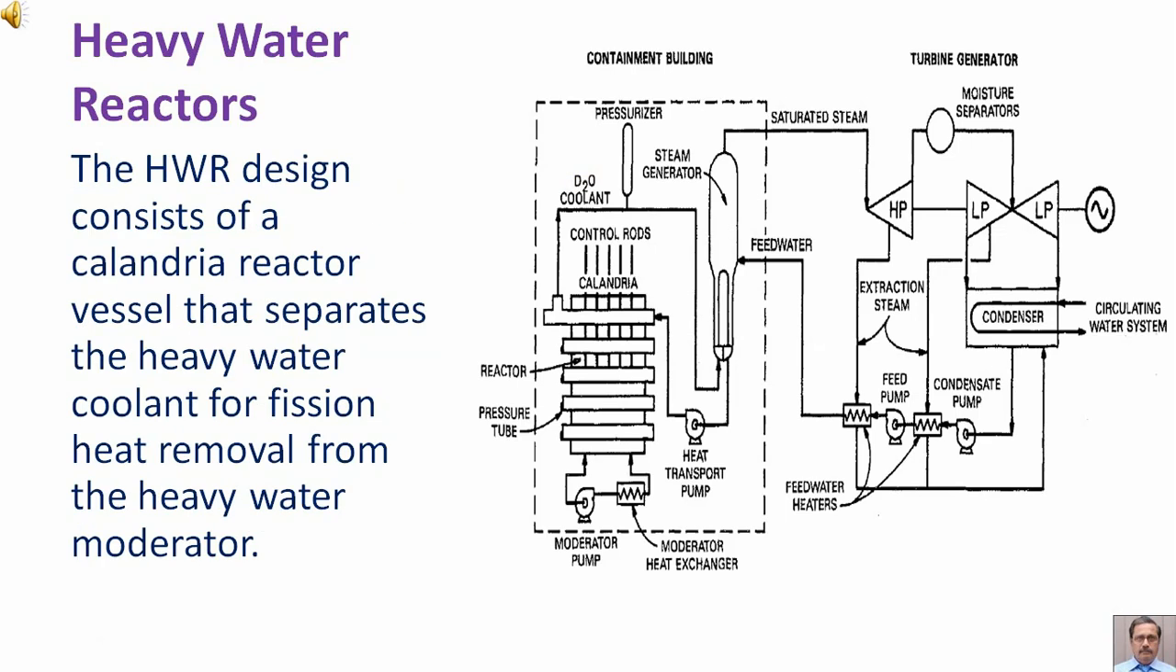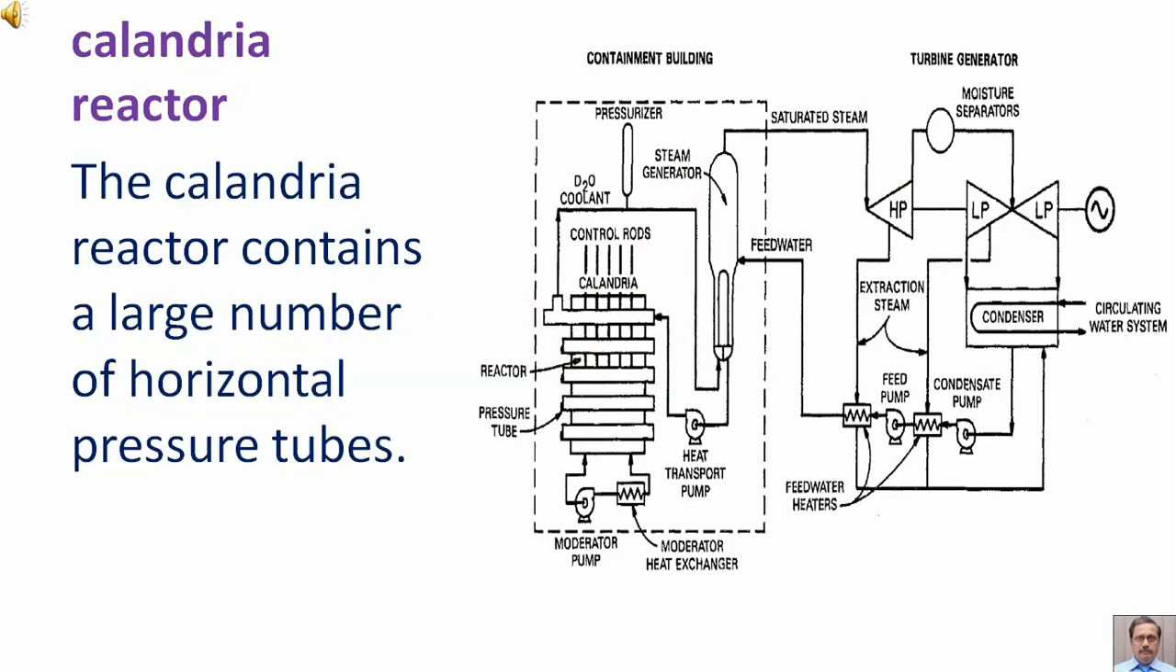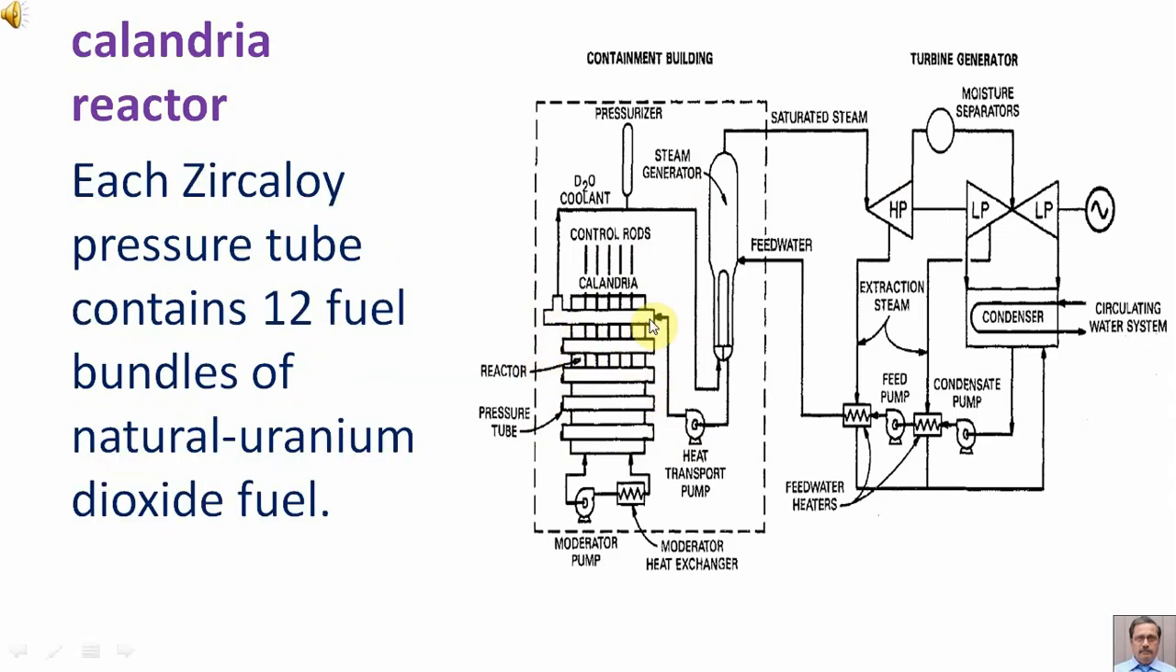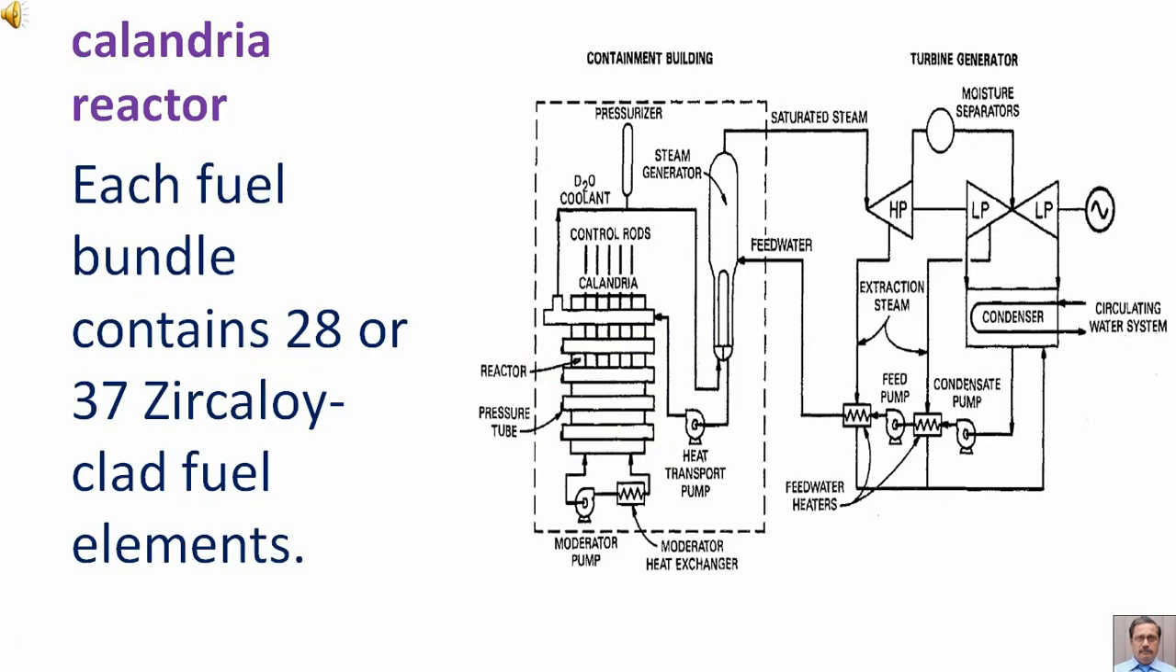The HWR design consists of a Calandria reactor vessel that separates the heavy water coolant for fission heat removal from the heavy water moderator. The Calandria reactor contains a large number of horizontal pressure tubes. Each Zircaloy pressure tube contains 12 fuel bundles of natural uranium dioxide fuel. Each fuel bundle contains 28 or 37 Zircaloy clad fuel elements.